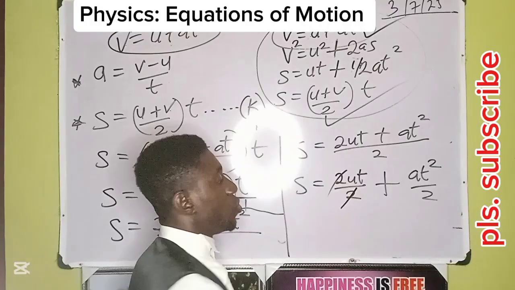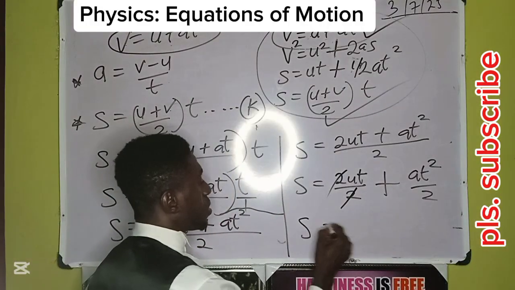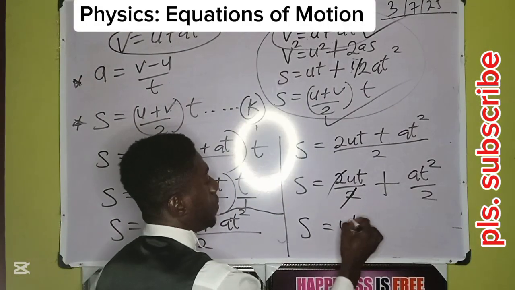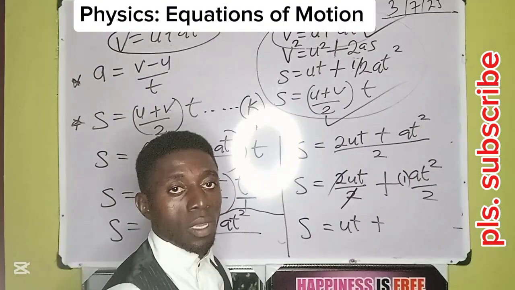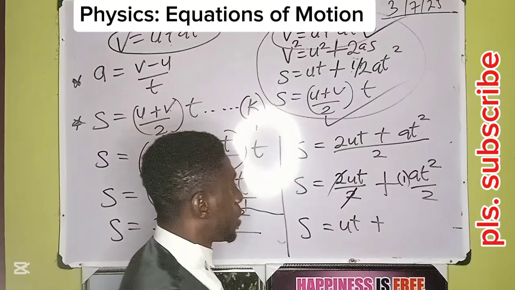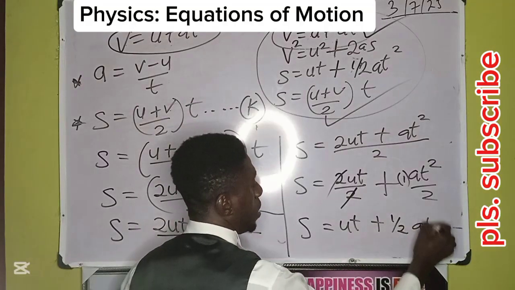Okay, 2 cancels 2. So I'm now left with s is equal to ut plus, there is 1 here, invisible 1. 1 times anything is that thing. Then half at squared.